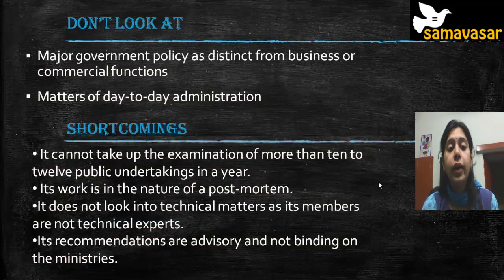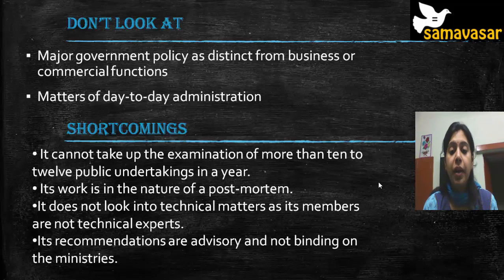So what does it not look at? It doesn't look at major government policy as distinct from business or commercial functions. Now, public undertakings are obviously a venture of the government, but if there are certain major policy decisions which are involved in the running, then this committee will not look at those. And also the matters of day-to-day administration it doesn't look at. It looks at more the financials overall and also the overall running of the business in terms of sound business practices. So what are the shortcomings?